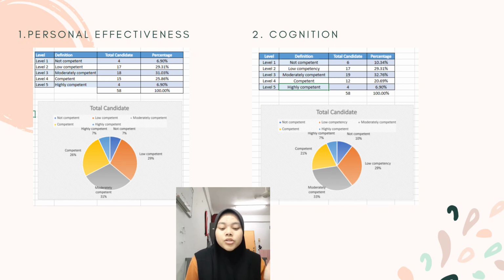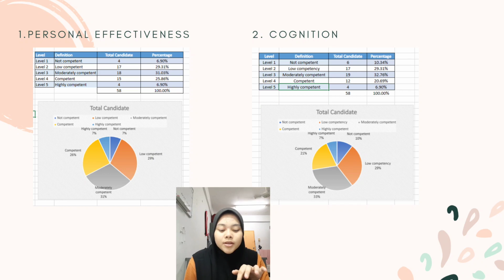For level 2, which is low competent, there are 70 candidates, which is equivalent to 29%. And for level 3, we have moderately competent, which is 18 candidates, equivalent to 31%. For level 4, competent, 50 candidates. And for level 5, which is highly competent, are 4 candidates, which is equivalent to 7%.